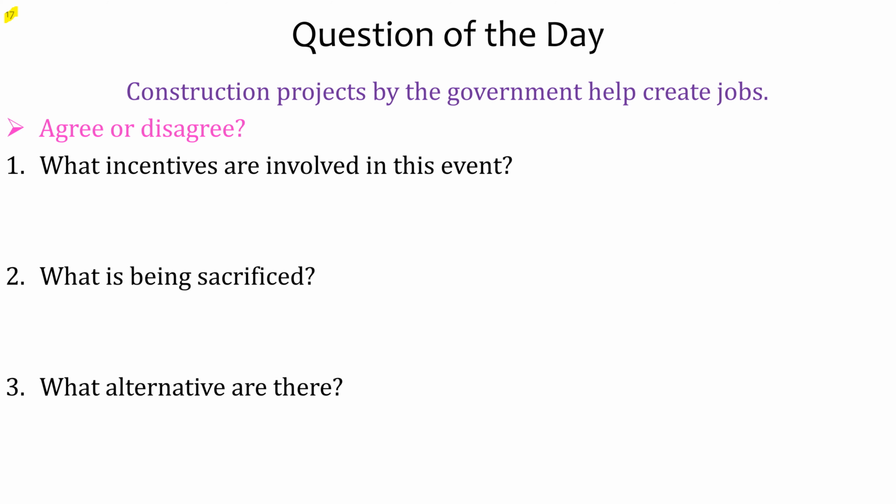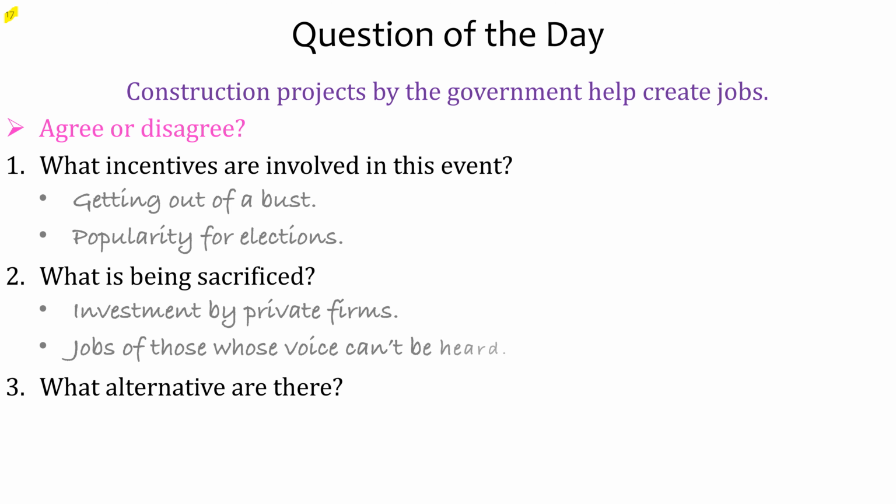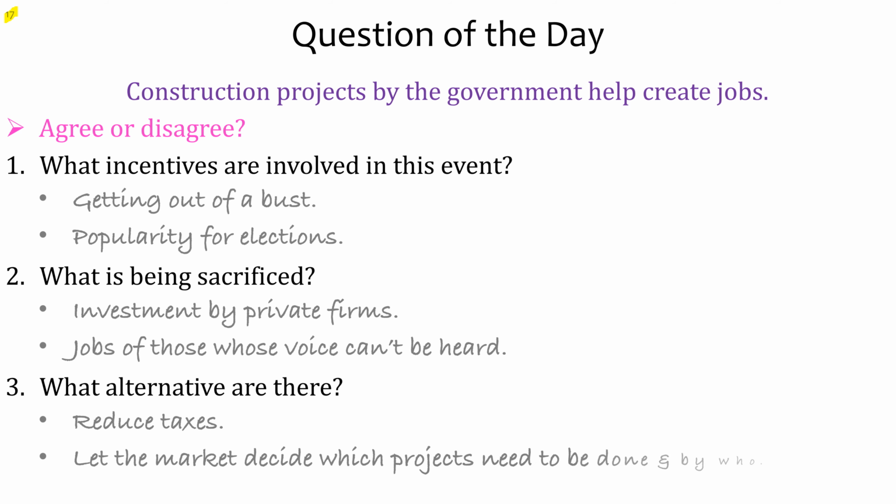So with respect to the incentives, you could say it could be getting out of a bust or a recession and popularity for elections. What is sacrificed is investment by firms as the crowding out effect and jobs for those whose voice cannot be heard. So that has to do with lobbying. What are some alternatives? While reducing taxes that could create jobs, or let the market decide which project would need to be done and by who.